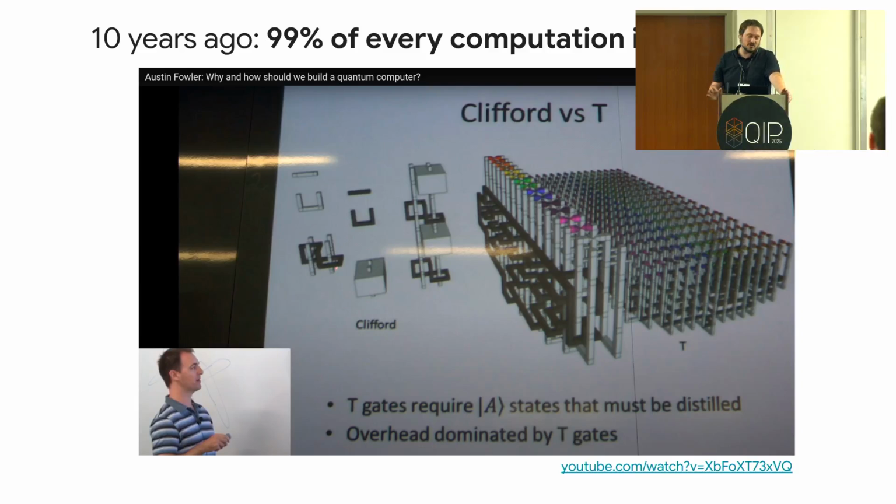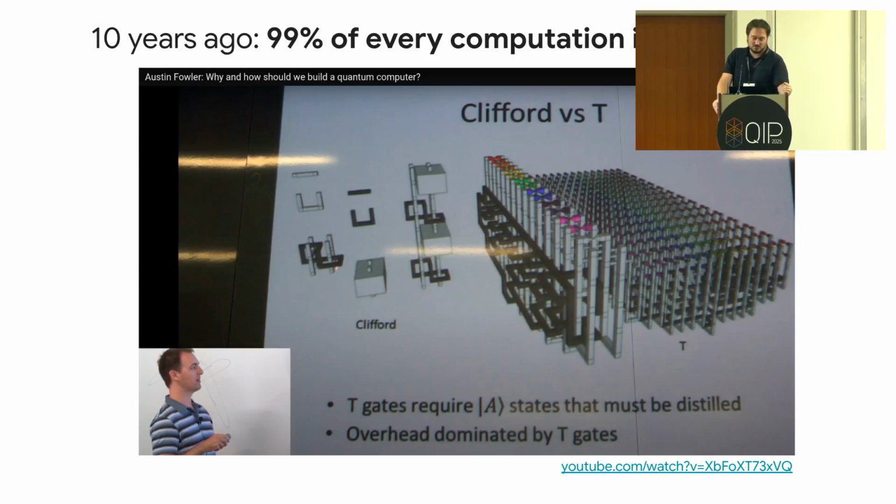And in this screenshot, he's got these 3D diagrams of the various operations you'd want to do in a computation. On the left, there are the Cliffords, and on the right, there's the construction for the T-gate. And the main thing that I want you to notice is that the T-gate construction is really, really big.